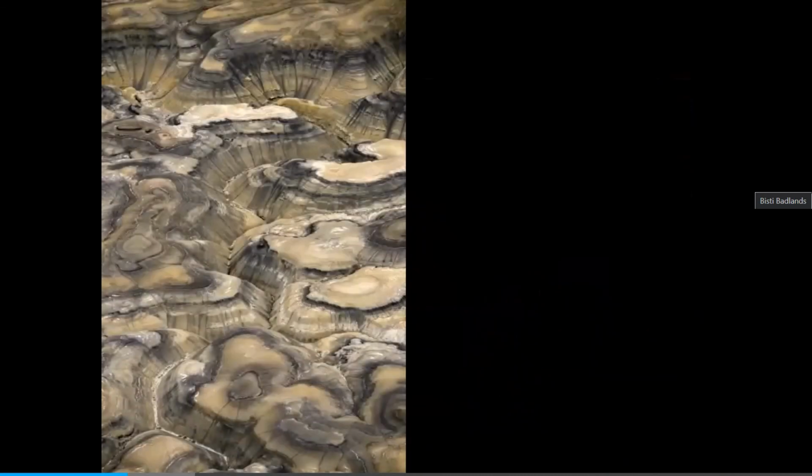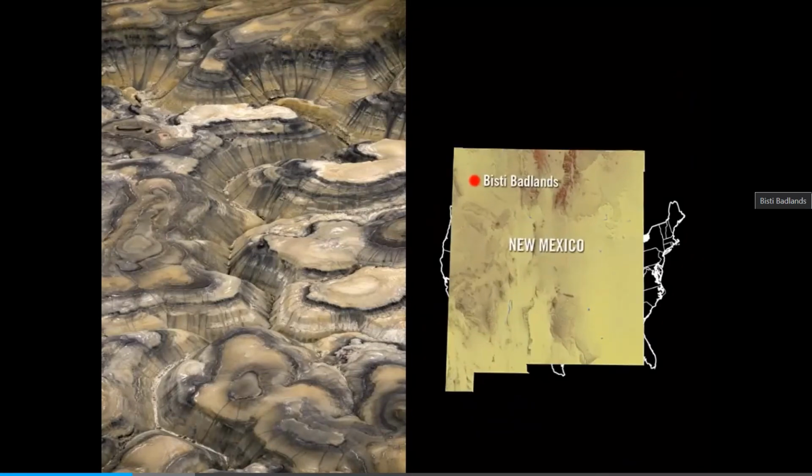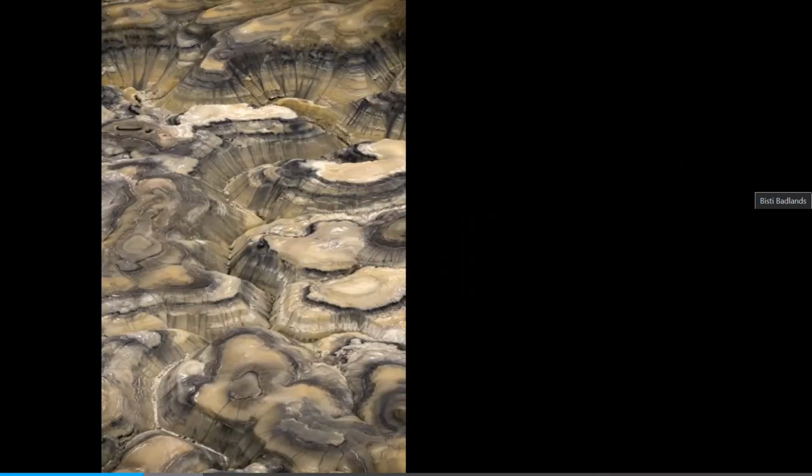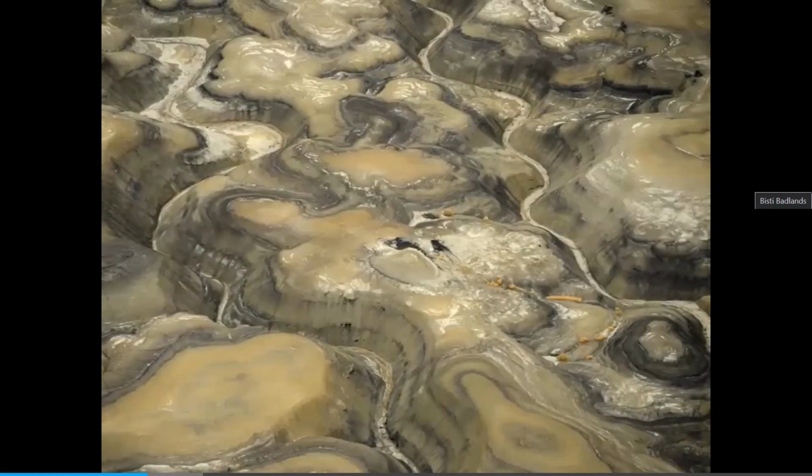The Bisti lies 30 miles south of Farmington in the heart of the San Juan Basin. These 75 square miles of the Fruitland and Kirtland formations are filleted open, mostly by water, sometimes by wind, exposing 70 million-year-old sedimentary rocks, sandstones, shale, and mudstones.